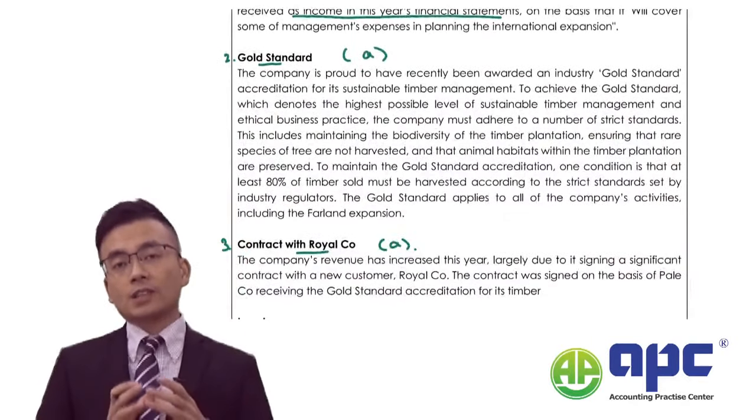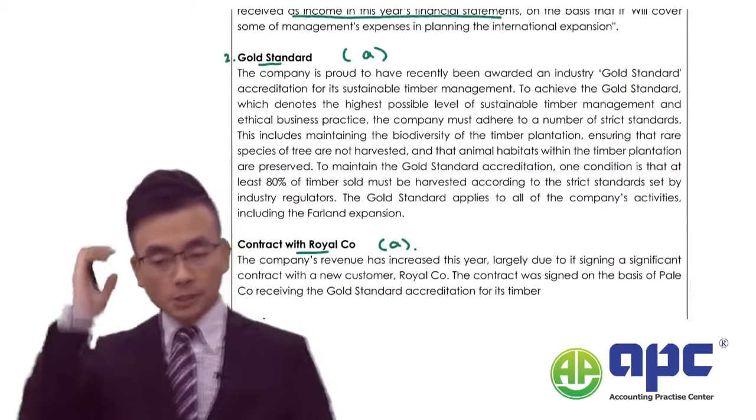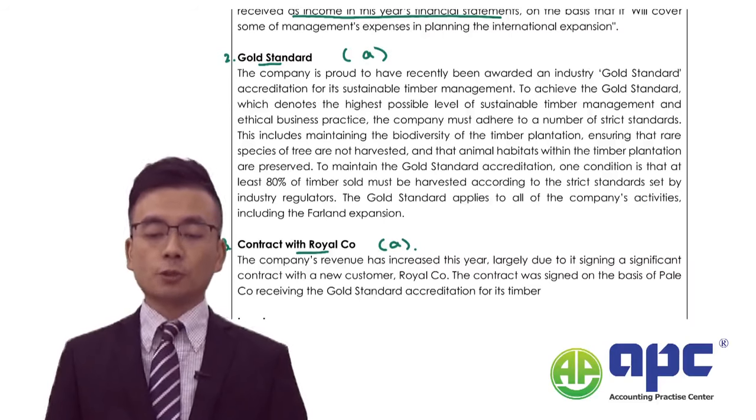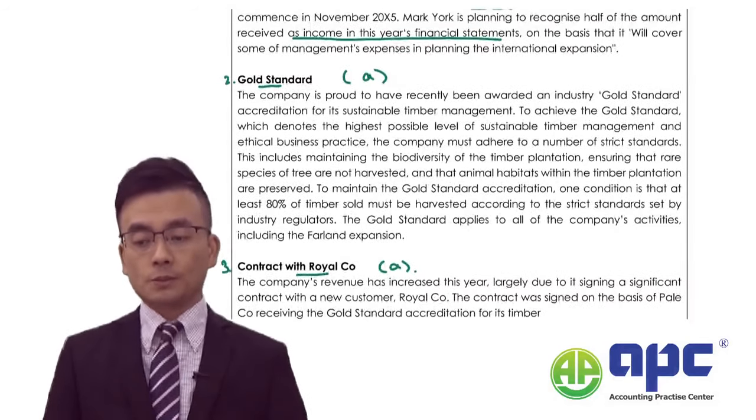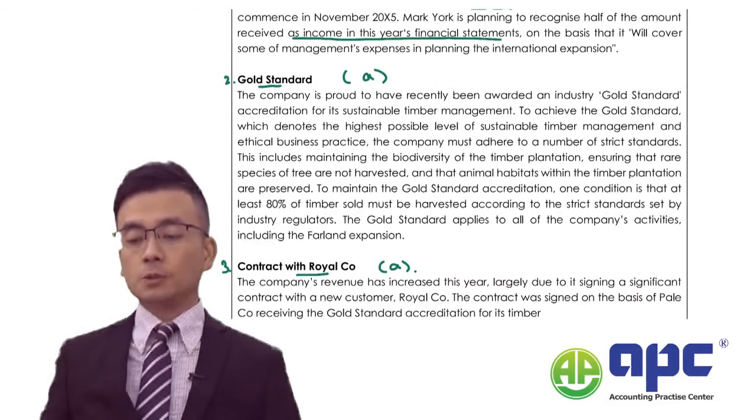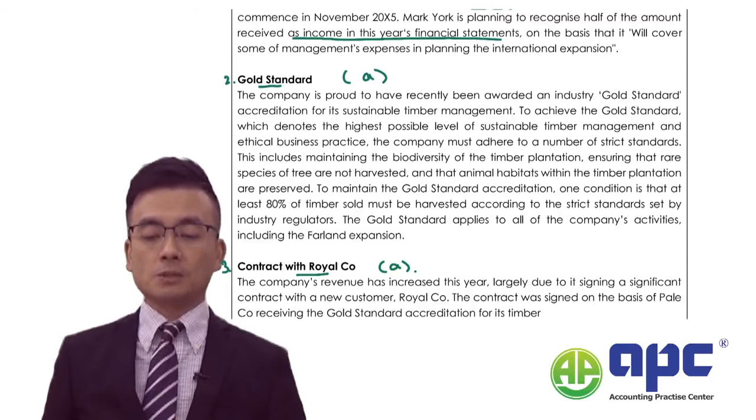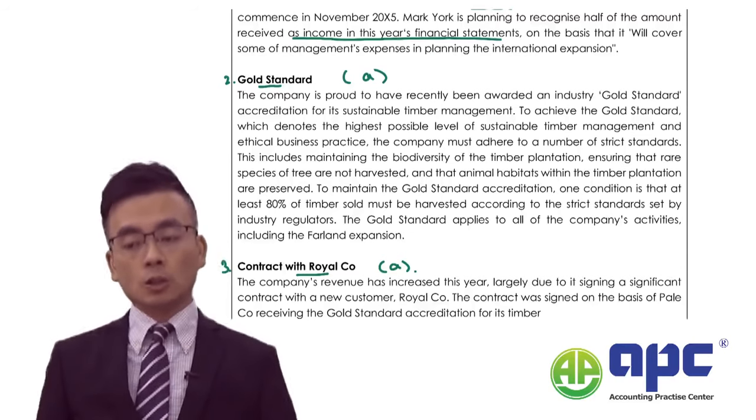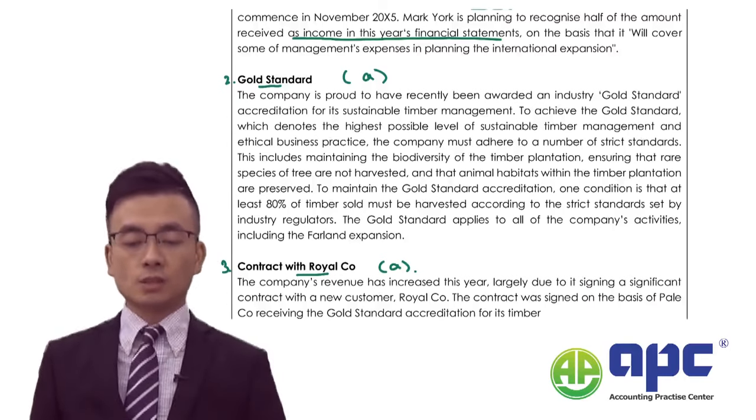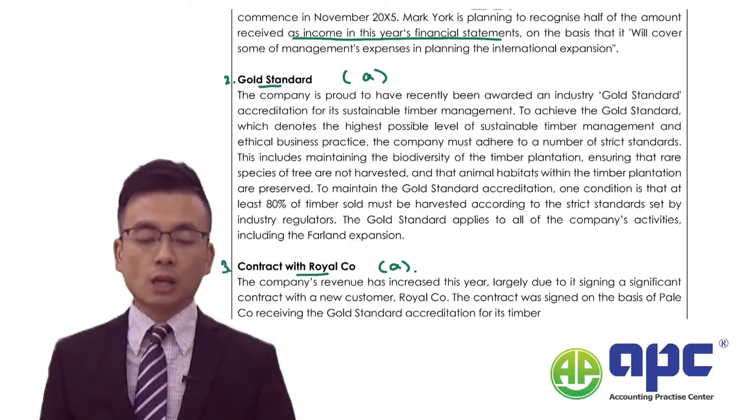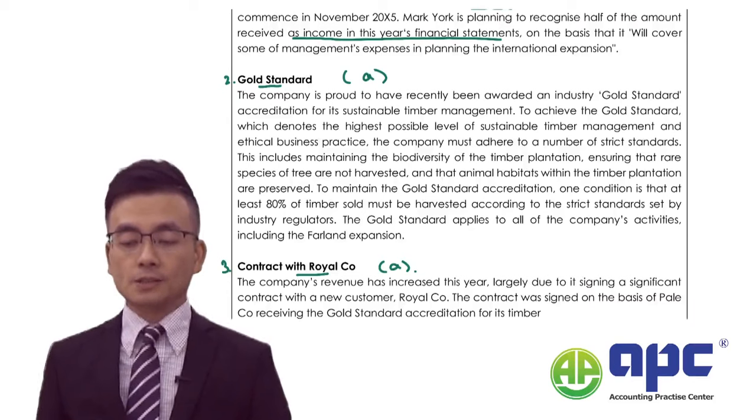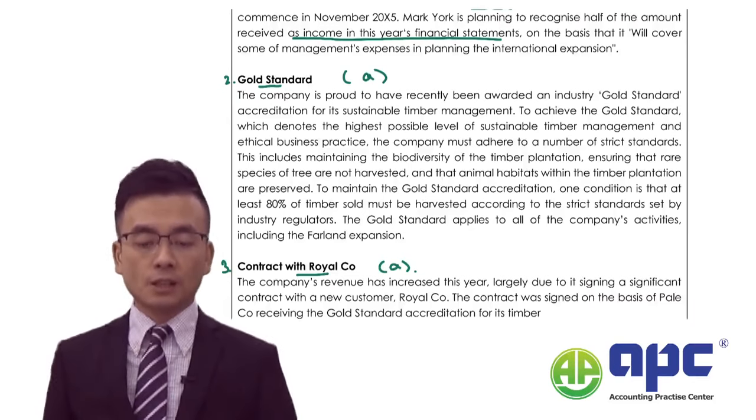So let's look at another heading, the gold standard. The company is proud to have recently been awarded an industry gold standard accreditation for the sustainable timber management. To achieve the gold standard, denoting the highest possible level of sustainable timber management and ethical business practice, the company must adhere to a lot of standards. This includes maintaining the biodiversity of the timber plantation, ensuring that rare species of trees are not harvested, and that animals' habitat within the timber plantation are preserved.